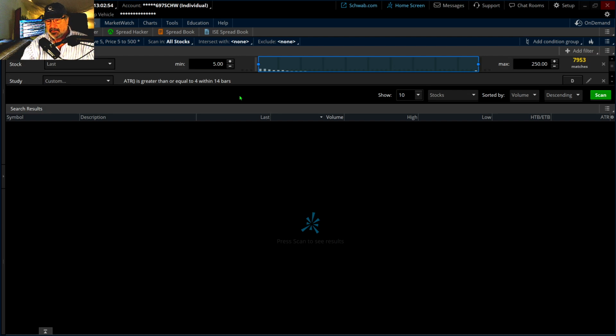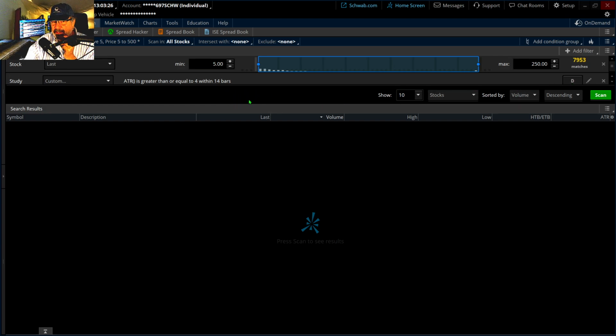So we're going to scan right here. Now this has an ATR of 4. What that means is your average true range, the average range that a stock moves over a 14-day period. I don't want it to be more than a $4 range, because I want it to be a stock that can move enough, a large cap that can make us some money. So that's $4. The 14 bars means 14 days, so that's set for day over here.